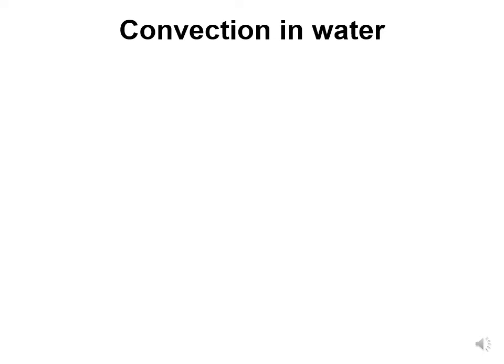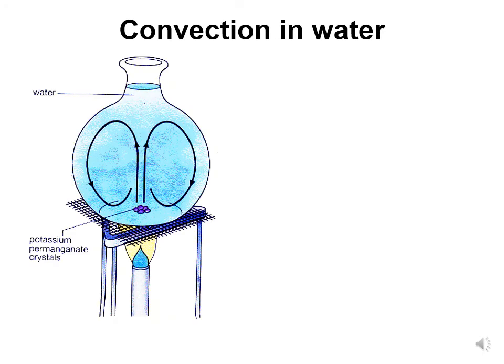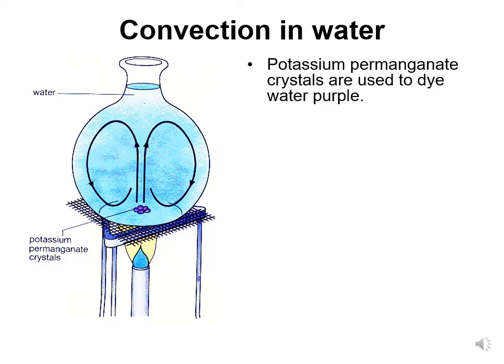It's a demonstration we will do in class. So here we have a container containing water. It also contains at the bottom potassium permanganate crystals. And what we're going to do is slowly warm up those potassium permanganate crystals with a Bunsen burner. Okay, so it's going to be cold water with some potassium permanganate crystals at the bottom. The crystals are quite useful because they create a nice purple color which we can see moving.